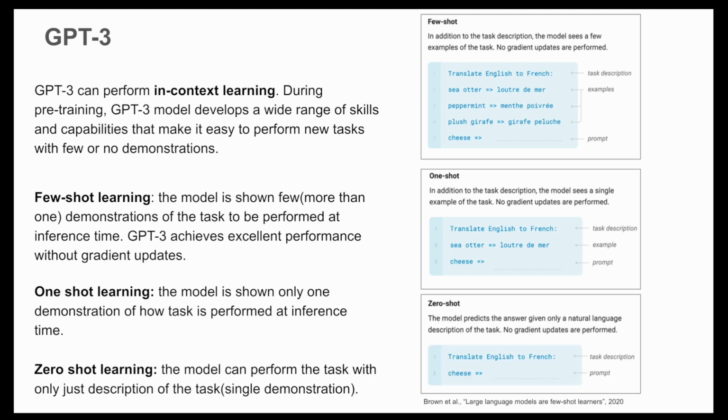Another really cool in-context learning approach is zero-shot learning. In zero-shot learning, the model can perform the task with only a description of the task. You don't need to provide any demonstration. You don't need to provide any single sample. So in zero-shot, for example, when translating English to French, you just don't provide any sample. You just ask the model, hey, can you please translate cheese to French? And the model will be able to do that without requiring anything else from you.